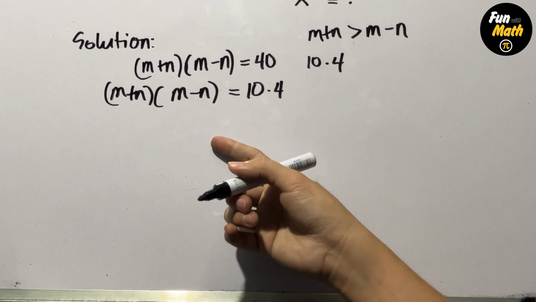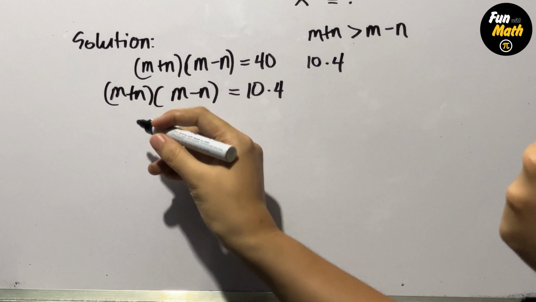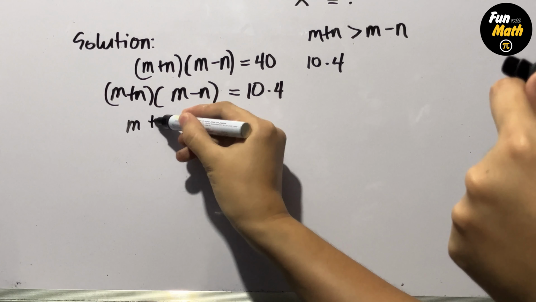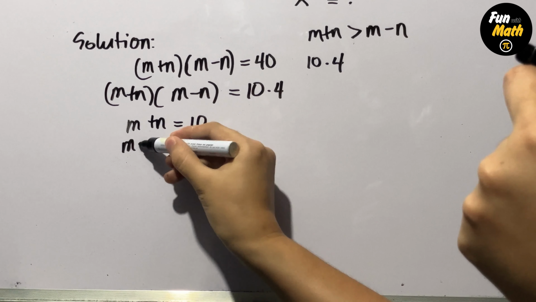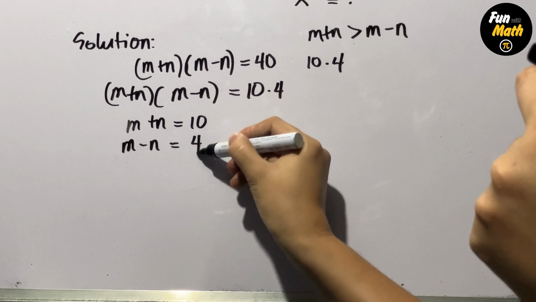And then for this, we can have two equations. First is m plus n equals 10. Other one is m minus n equals 4.